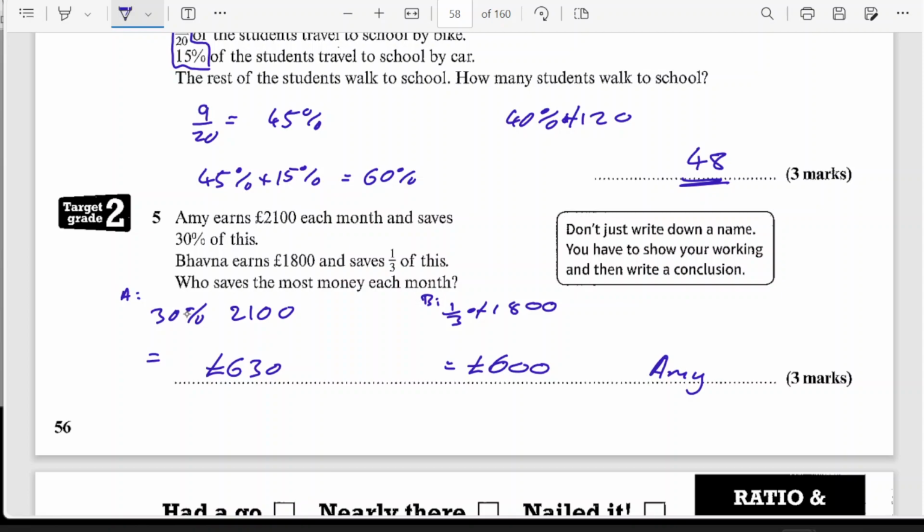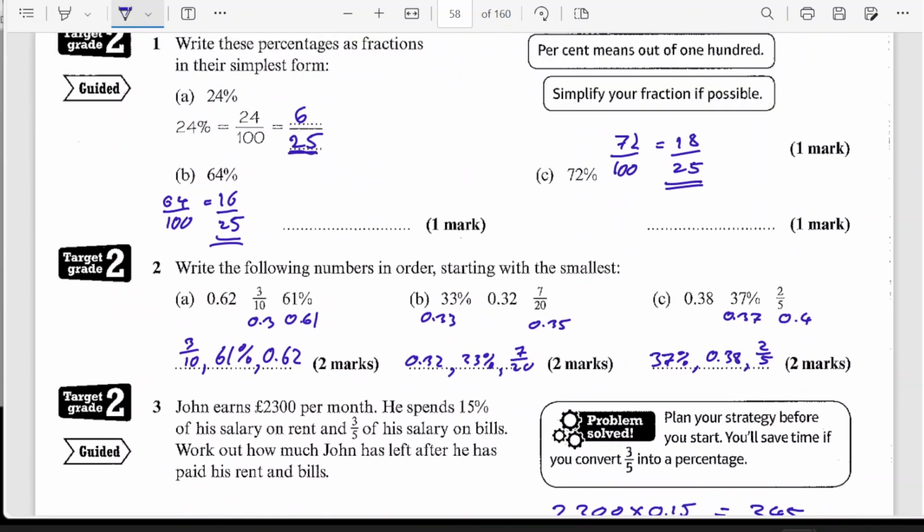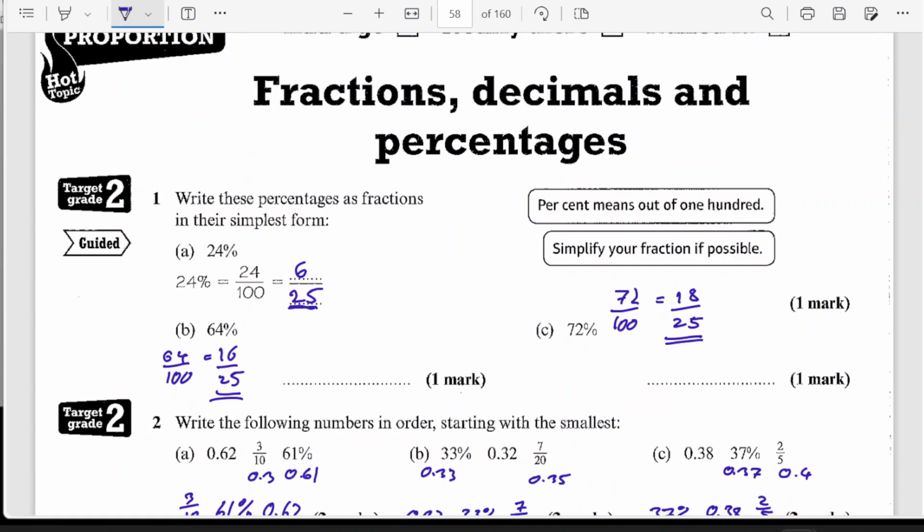Okay, and that brings us to the end of this section. That was page 56, fractions, decimals and percentages.